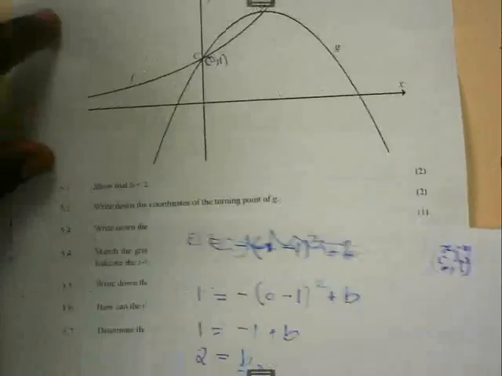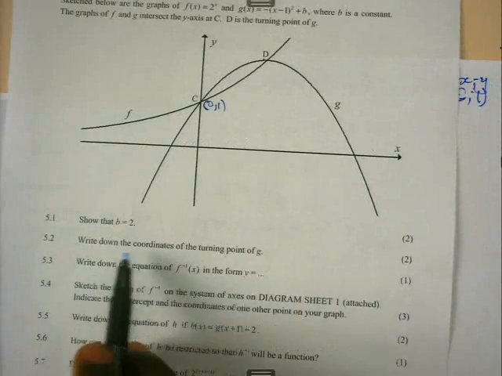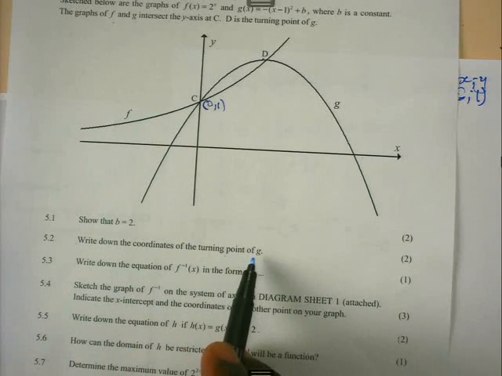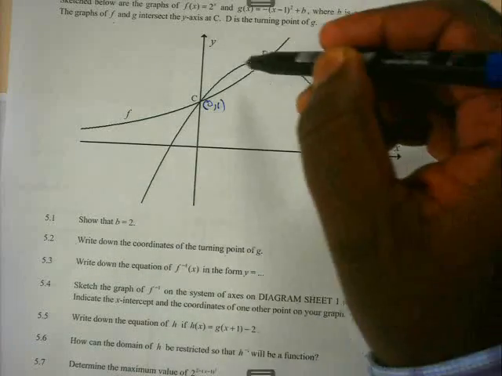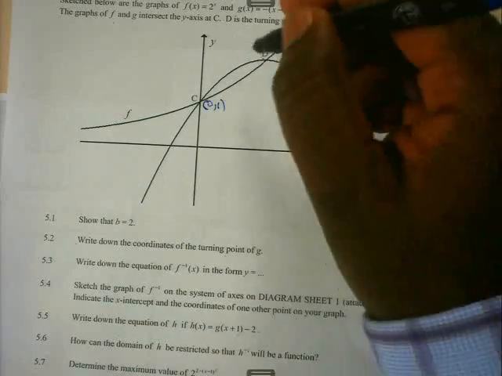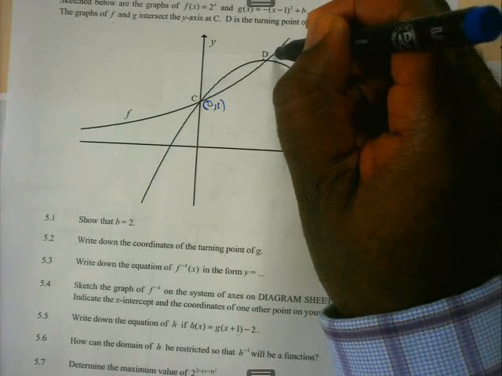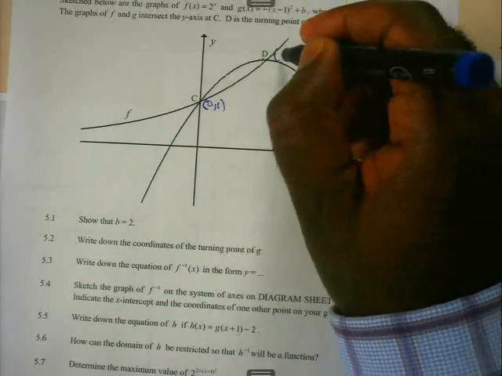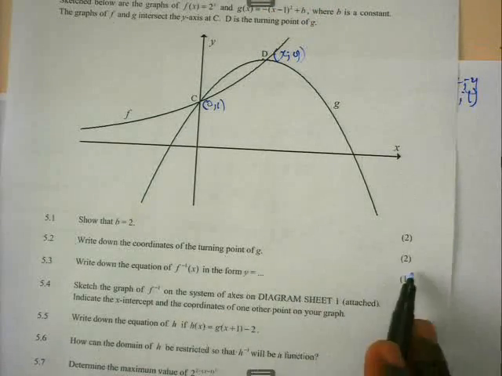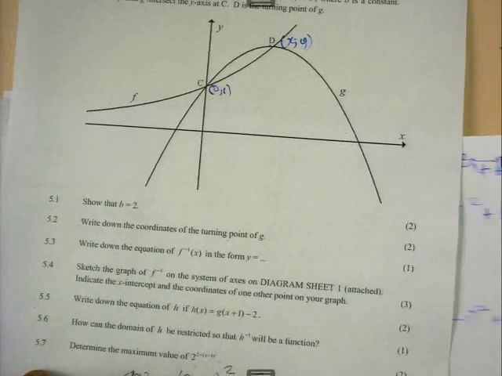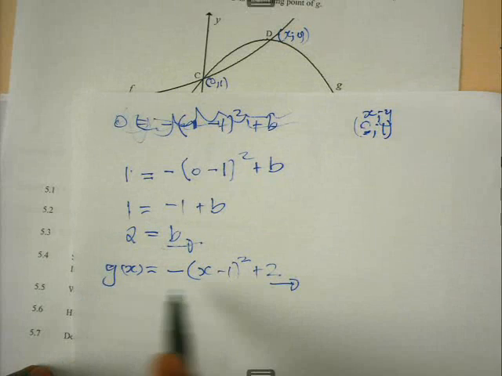Fine. Now going back to question 5.2, it says write down the coordinates of the turning point of g. This is the parabola, and D is the turning point of g. So in essence, what we are looking for here are the coordinates, both the x and the y, of this. The mark allocation is just 2 marks. Now, the first step was to write this.